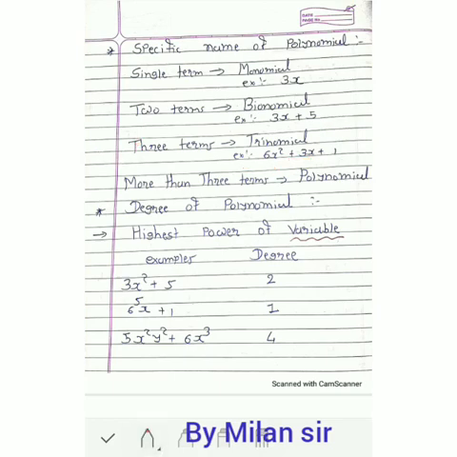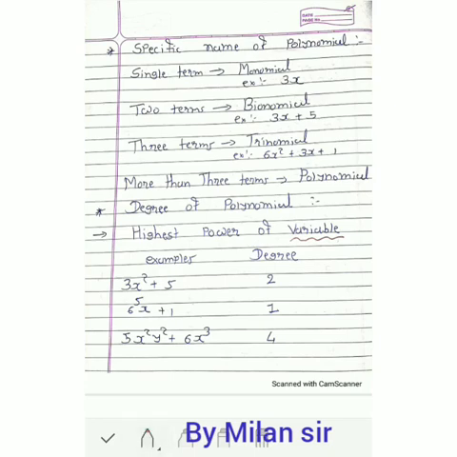Next, if more than 3 terms are present, 4, 5, 6, any number of terms, it is simply called a polynomial. There is no specific name. And even all these 3 types are also called polynomials, but it's just a specific name. That means 3x is also a polynomial, 3x plus 5 is also a polynomial, but simply some specific name is there as per the number of terms.